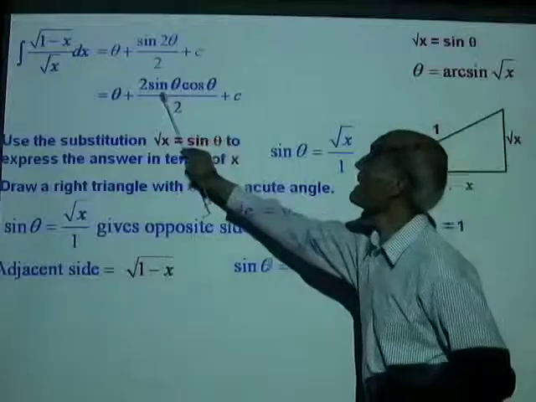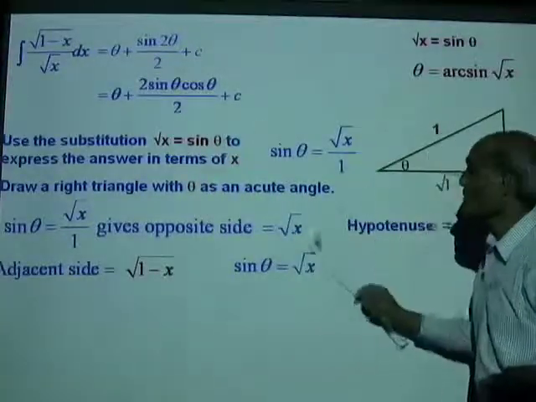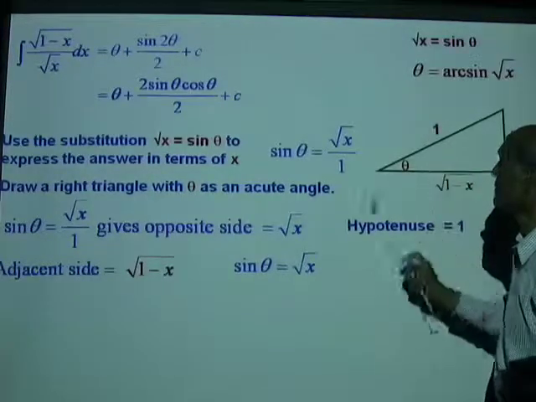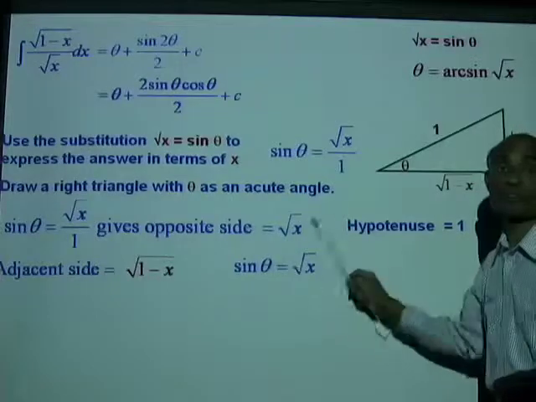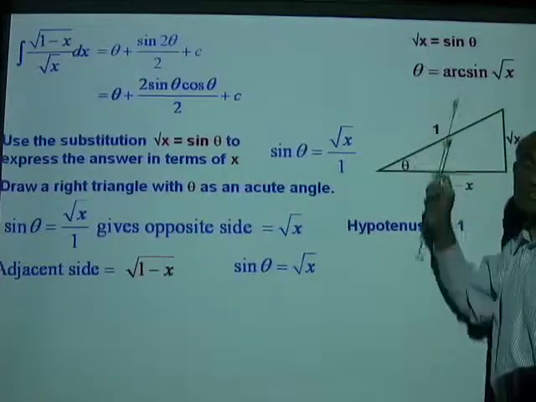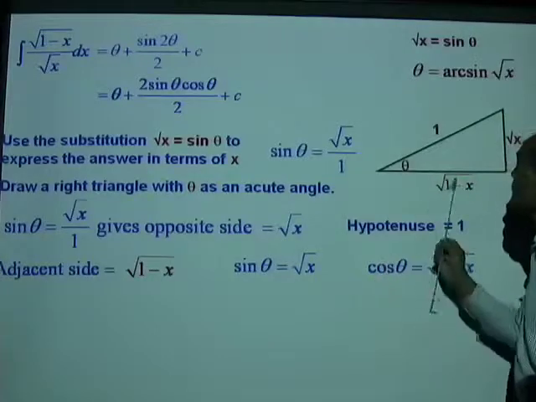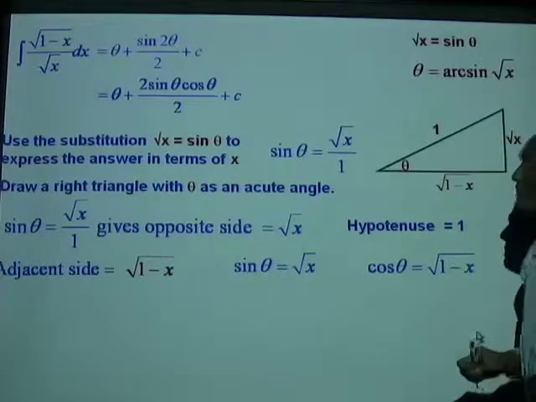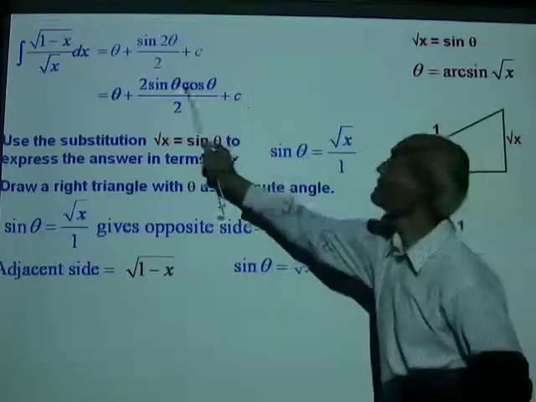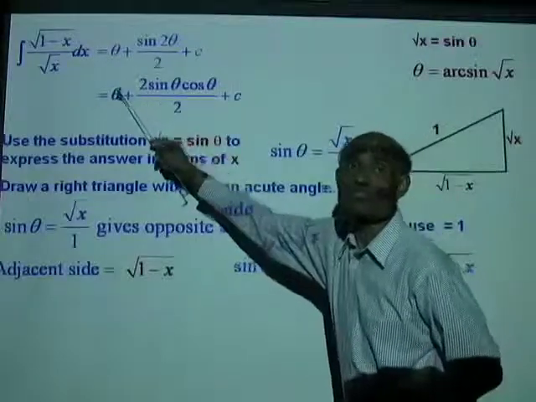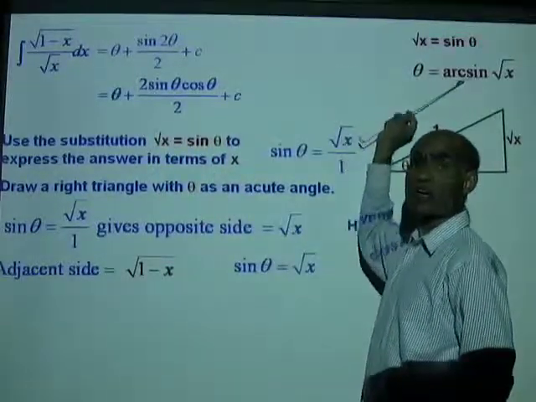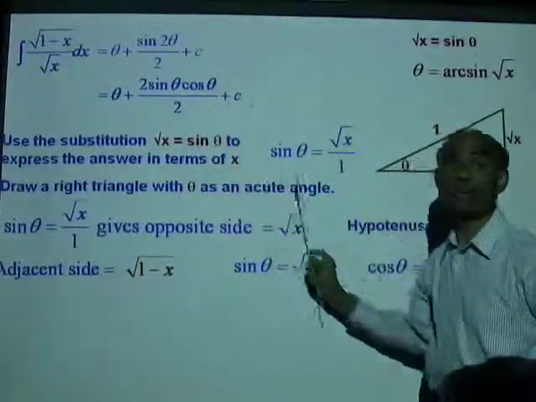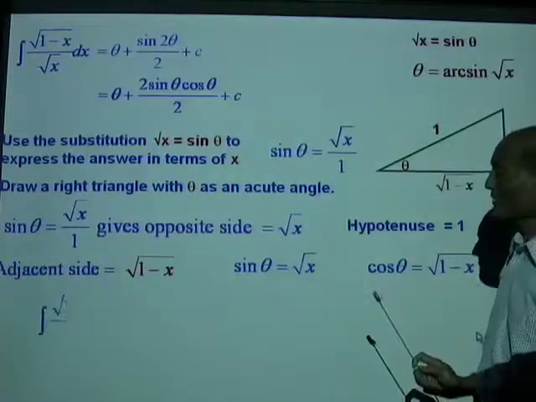And so we need to find sine theta and cos theta. What is sine theta? Sine theta is opposite side divided by the hypotenuse. So sine theta equals square root of x, which we already know. That's our substitution. And what is cos theta? Cos theta is adjacent side divided by the hypotenuse, and that is square root 1 minus x. And in this result, let's replace theta by arc sine square root of x. Sine theta is square root of x. Cos theta is square root 1 minus x.